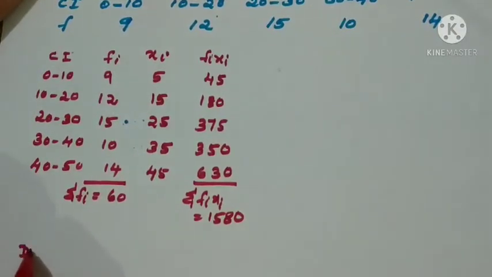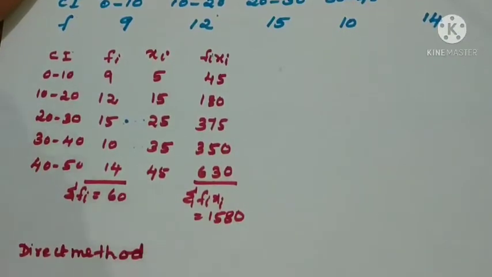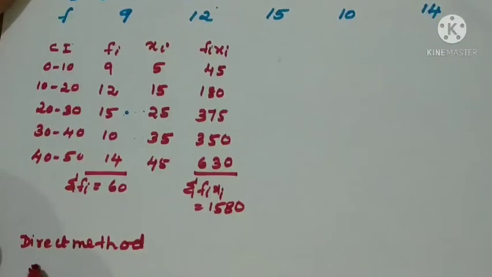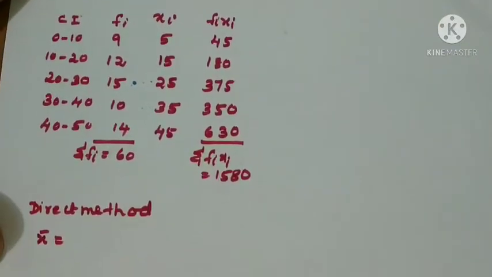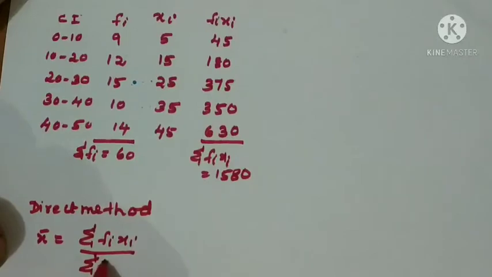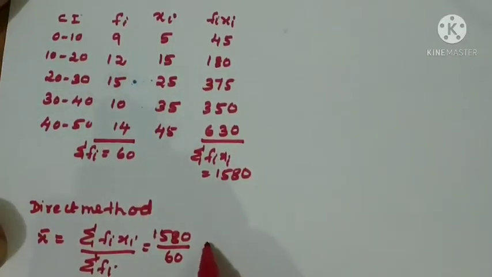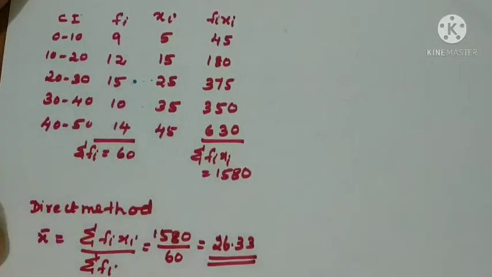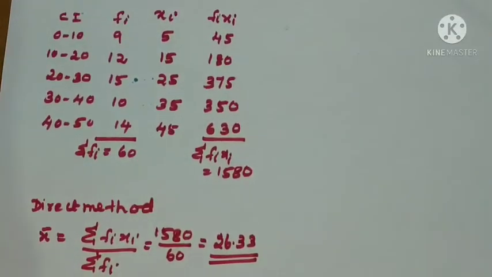Now the direct method. x bar equal to, we should write the formula, sigma fi xi by sigma fi, 1580 divided by 60. So it is equal to 26.33. So we got the mean by the direct method, that is equal to 26.33.